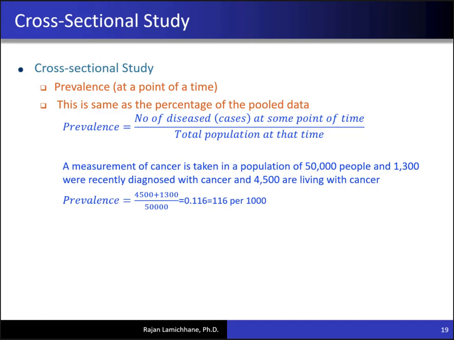Here is an example. A measurement of cancer is taken in a population of 50,000 people, and it is found that 1,300 were recently diagnosed with cancer and 4,500 are living with cancer. So the prevalence is 4,500 plus 1,300, the total cancer cases, divided by the total population, that is 50,000. So it is 116 per 1,000.